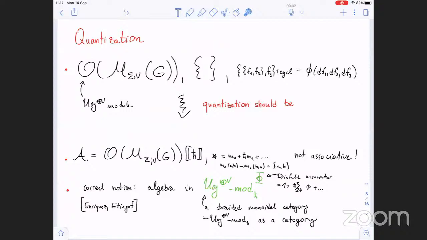Okay, so just to recapitulate, a natural notion of a quantization of these quasi-Poisson algebras is an algebra in this category. It's an associative algebra in this category, which is a braided monoidal category. I'll talk a little bit about it in the parallel session.